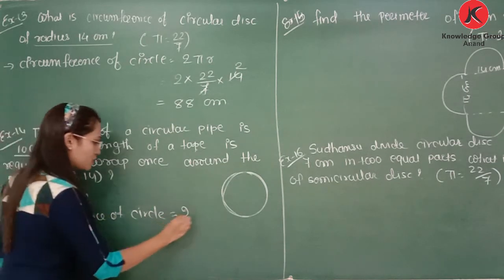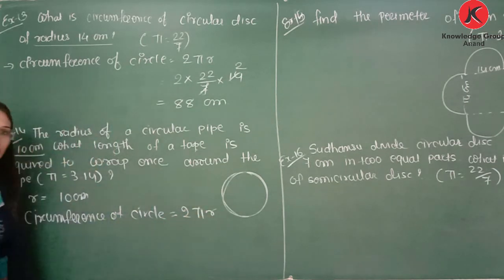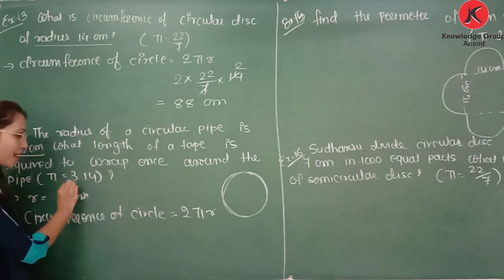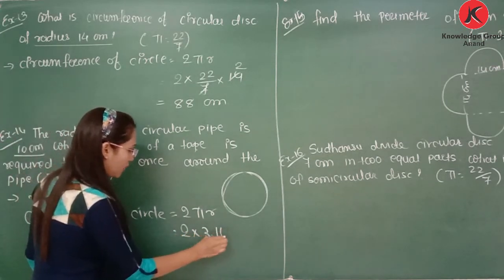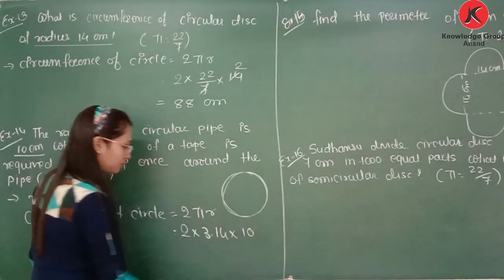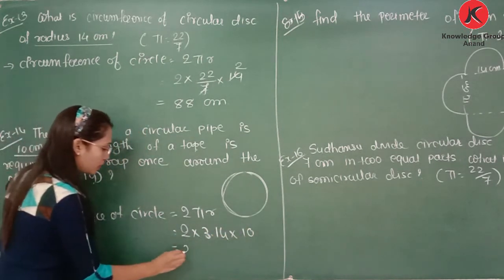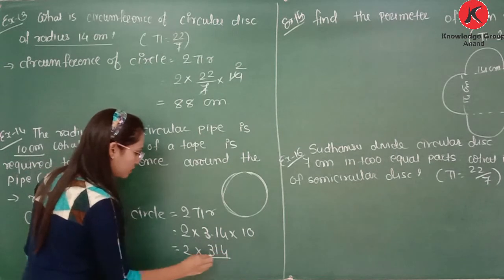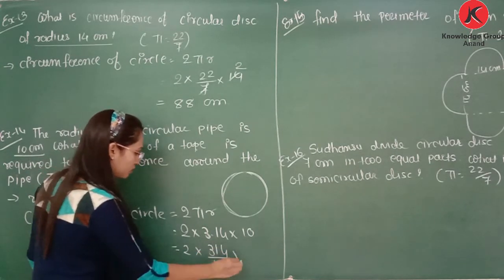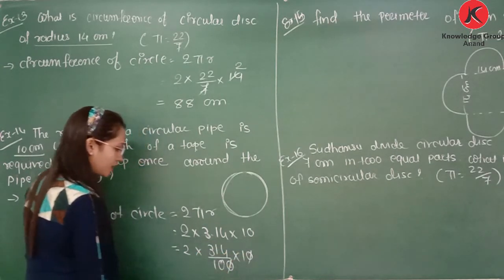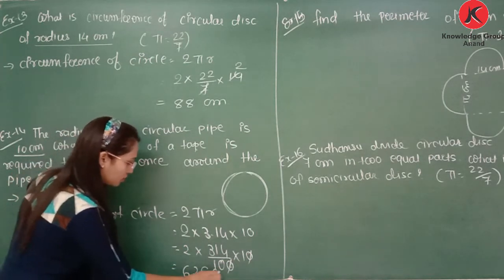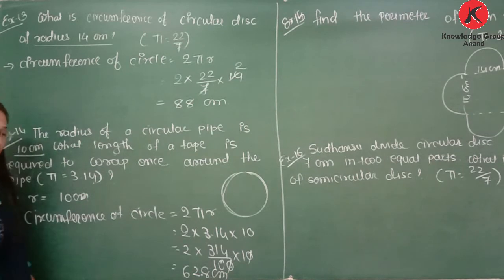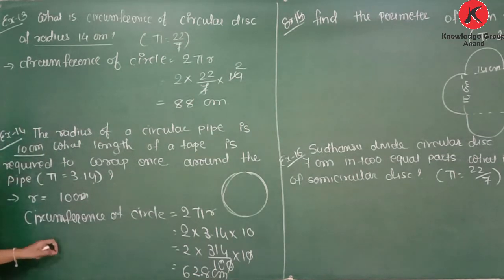Now radius is given, so we can take 2 pi r. That is the equation. Pi is 3.14, that we need to take, and radius is 10. 3.14 means we can write it as 314 by 100. 10 will be cancelled, so it is 62.8 centimeter. Length of tape must be 62.8 centimeter.